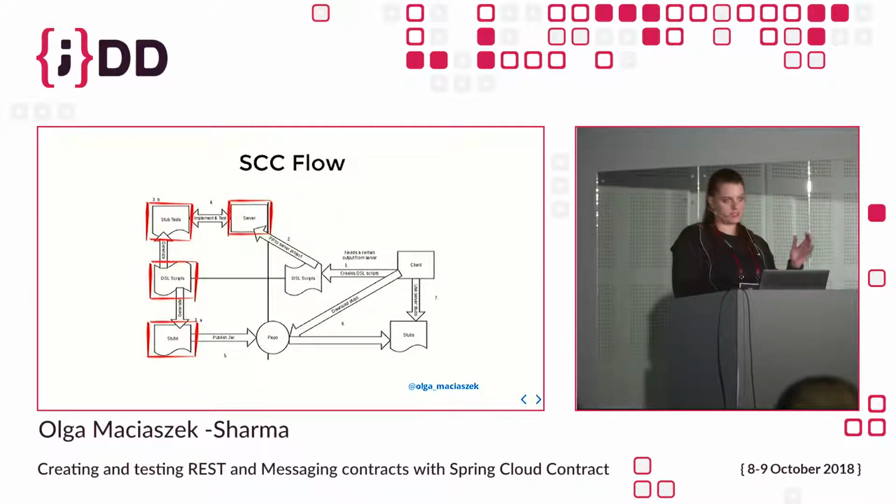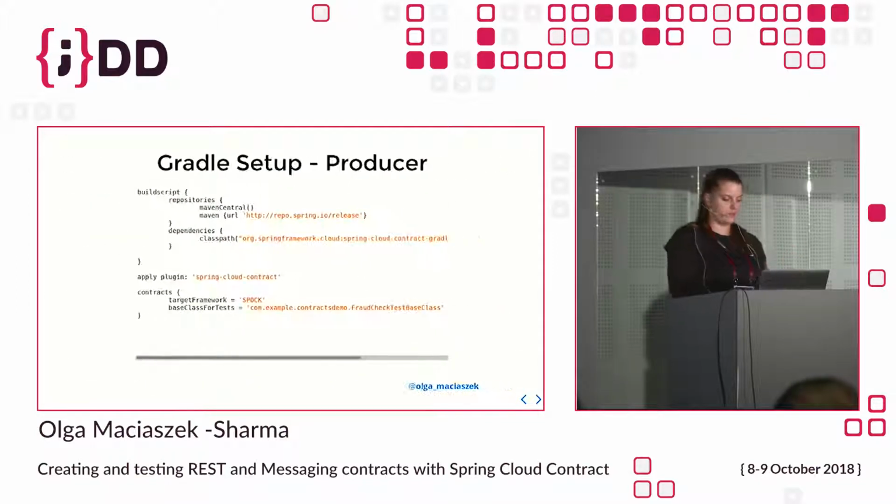So what happens then? The producer team has received this pull request, and they can start working on it. And what will happen, first of all, they will run the build, and the test will fail. They have it on a branch. The tests are failing. They need to now implement the contract.